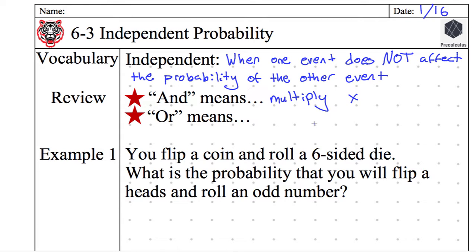Or means add. And when you add, we'll do a note here. What rule do we have to use? Addition rule. That's where you add them both and then you subtract whatever the and was.